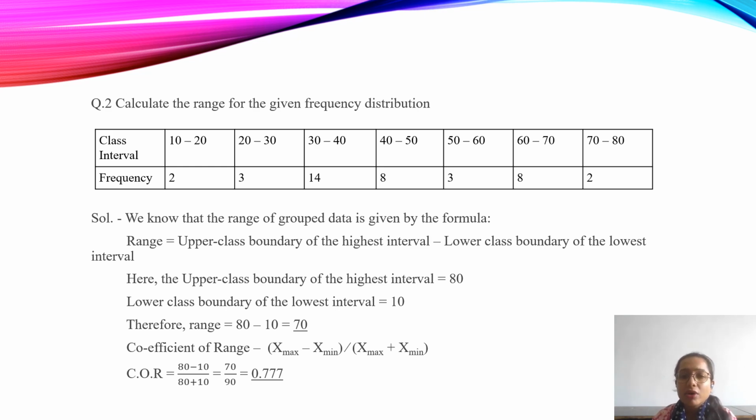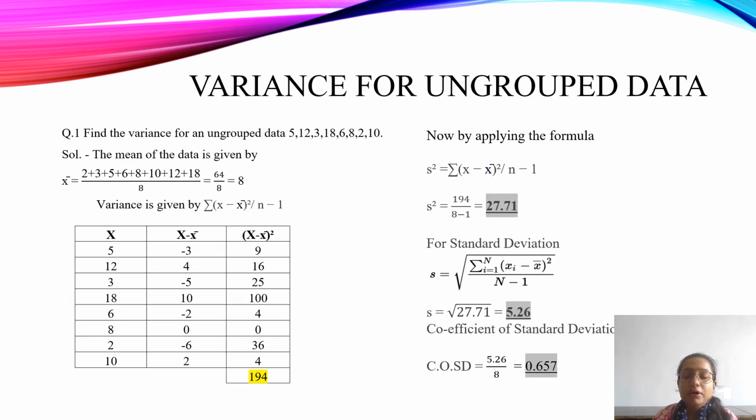Whenever you are solving the coefficient of any deviation, you will always get the answer in the form of 0 point and something. Okay. Next is variance. Variance is also divided into two, ungrouped data and grouped data, and the formulas are quite different. So for the variance of ungrouped data, firstly we have the question.